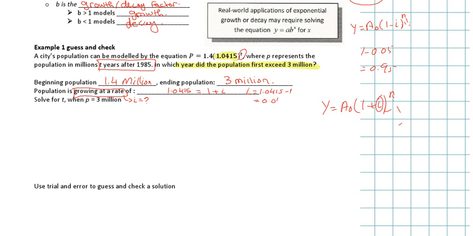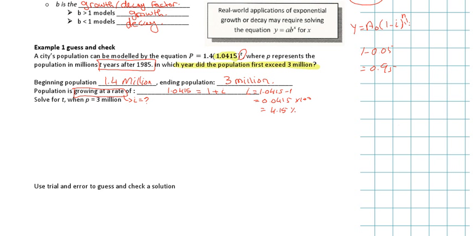Now, the interest rate has to be in percentage. So if I multiply this by 100, I get 4.15%. Okay, so I have outlined my question. I know what I want to solve for. Solve for t, when P is 3 million.